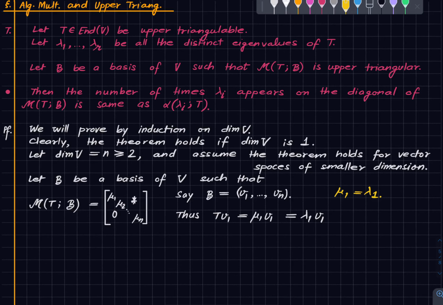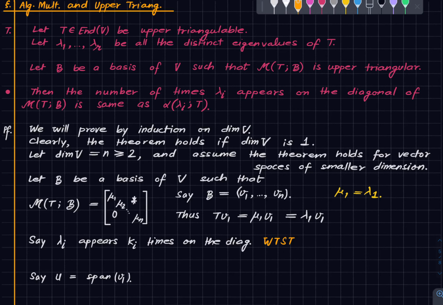Okay, so v1 is an eigenvector, and say U is the span of v1. All right, and before I write that, maybe I should mention something else. So let's say lambda i appears k_i times on the diagonal of this matrix. What do we want to do? We want to show that the algebraic multiplicity of lambda i is k_i. So this is our goal.